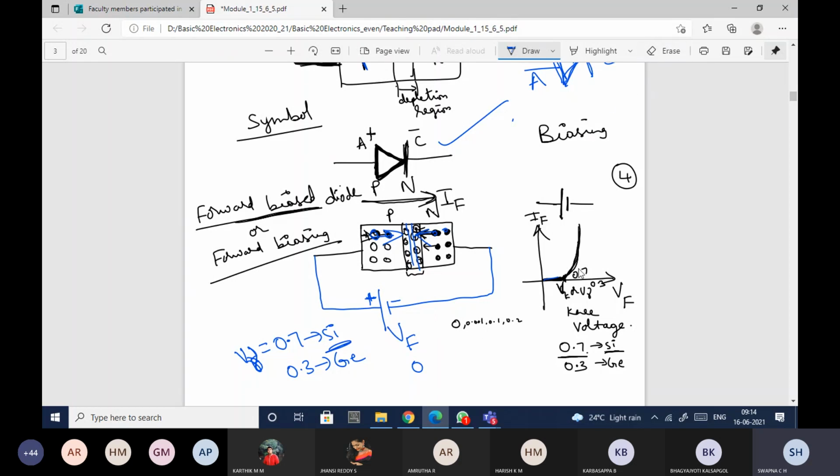Let me draw the characteristics also. I am taking voltage on the x-axis and current on the y-axis; voltage is the input here and current is the output. Plotting V versus I gives the VI characteristics. This is a very, very important question. Until 0.7, a very small current flows, almost negligible, and after that it increases linearly like this.